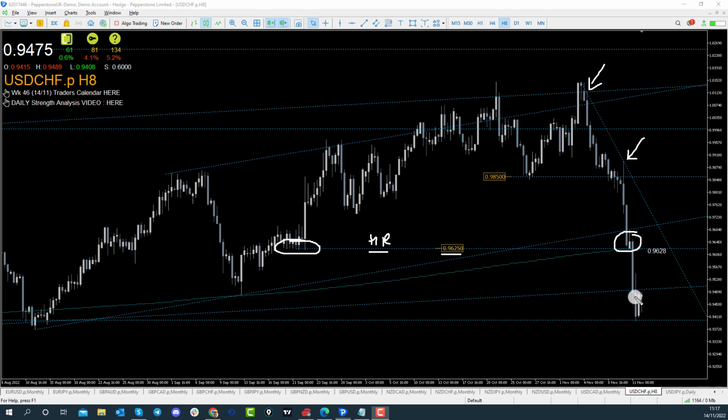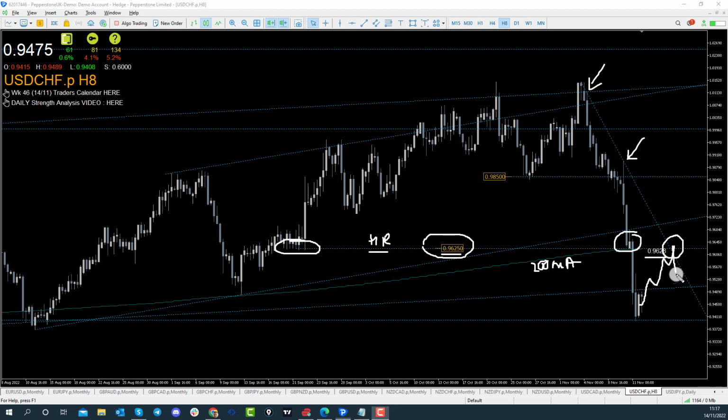So the way I'd be looking at this from a day trader's point of view is I have a trend line resistance, horizontal resistance, and I also have the 200 moving average resistance through here. So you can see 200 MA running through here at 0.9628. So three confluences are building up around this area here, around the 0.9625 handle.